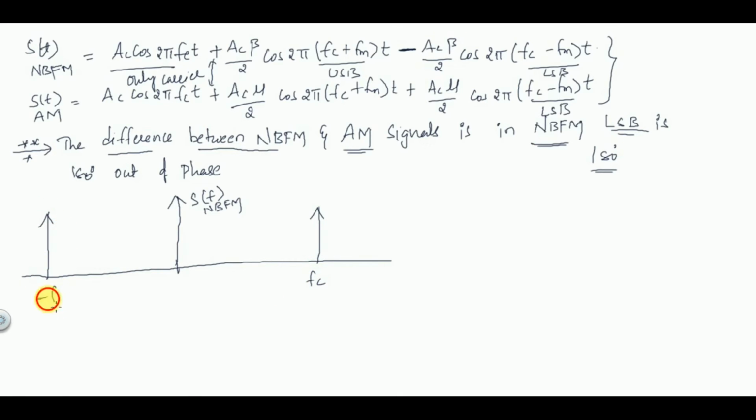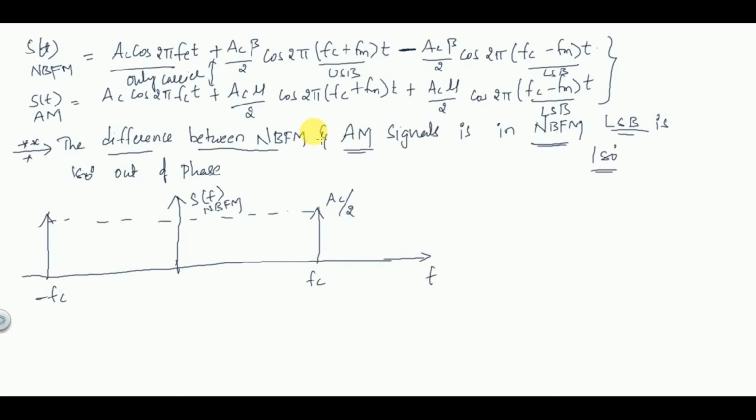Okay, so I'm not telling you all the remaining concepts because I have already discussed them in AM. When you have a cos term, you will get two impulses, one at plus FC and one at minus FC. The amplitude gets divided by 2, so the maximum amplitude AC becomes AC by 2 in the spectrum.